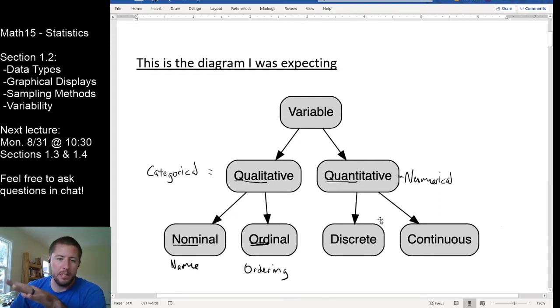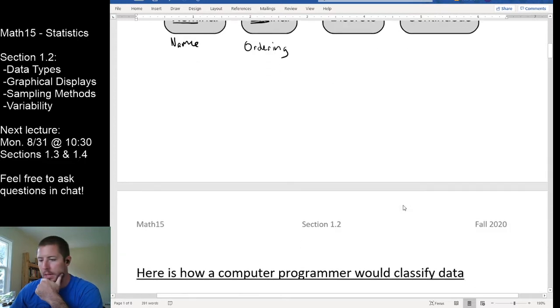So again, this is the diagram I was expecting to see. This to me is what's representing the ideas that we're seeing in our book. So I did see some other things though.